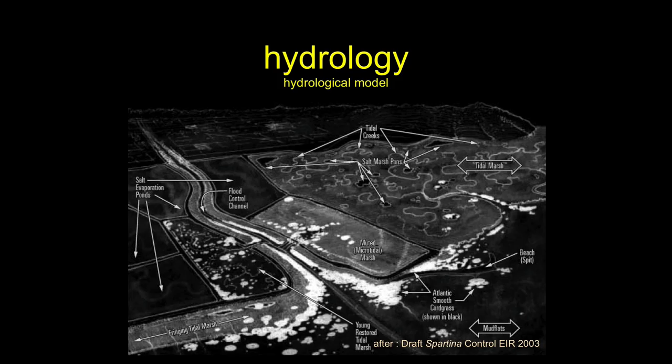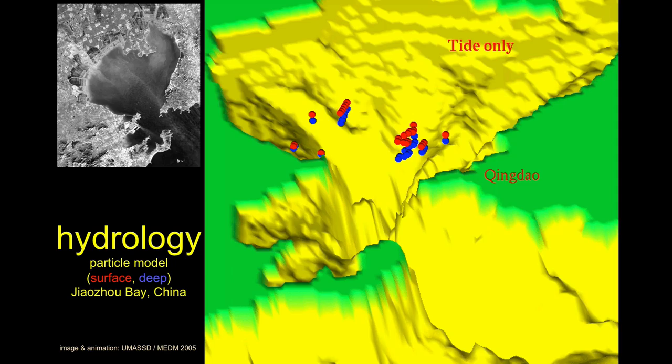We can see lots of hydrological models. We can have a conceptual hydrological model. You've seen this one already. This is our model of potential invasive Spartina invading one of our potential restorations up in San Francisco. So you can have a conceptual model, or you can actually have a numerical model. So I'm gonna show you guys a few numerical models here.